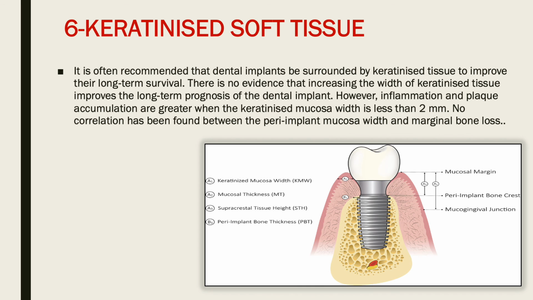The keratinized soft tissue. It is often recommended that dental implants be surrounded by keratinized tissue to improve long-term survival of the implant. There is no evidence that increasing the width of the keratinized tissue improves the long-term prognosis of the dental implant. However, inflammation and plaque accumulation are greater if the keratinized mucosa width is less than 2 mm. No correlation has been found between the peri-implant mucosa width and the marginal bone loss.